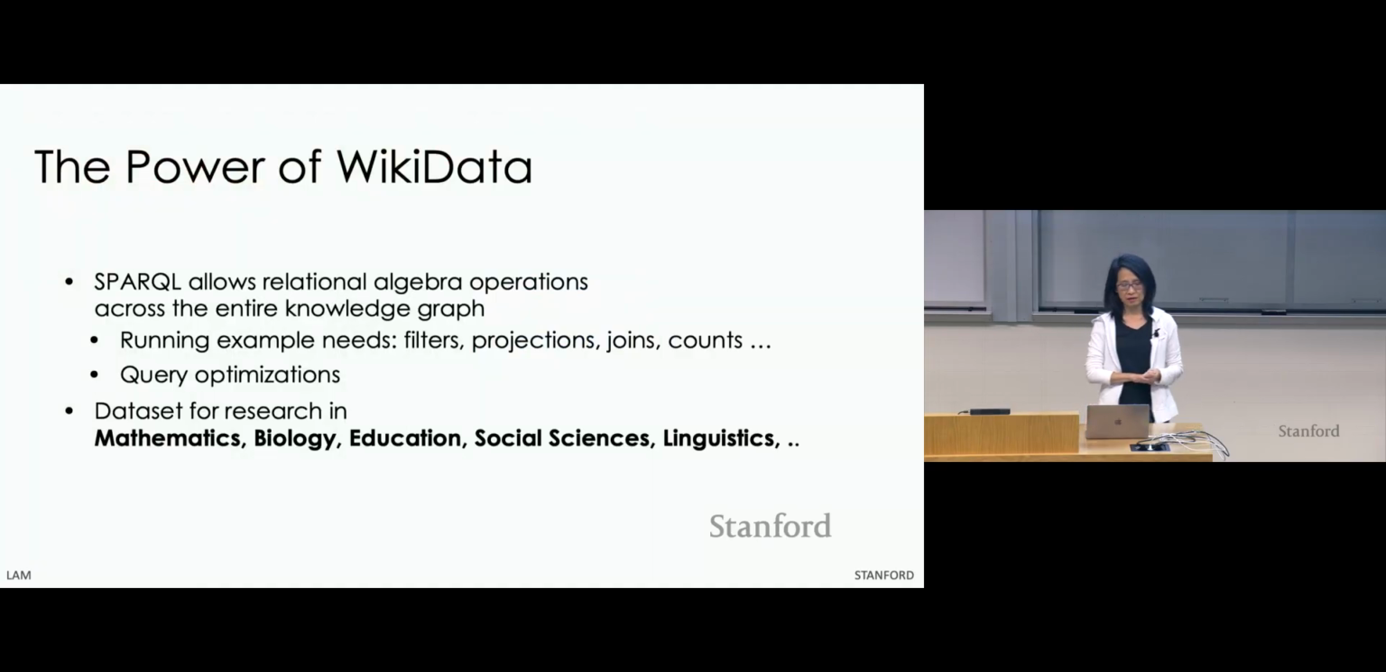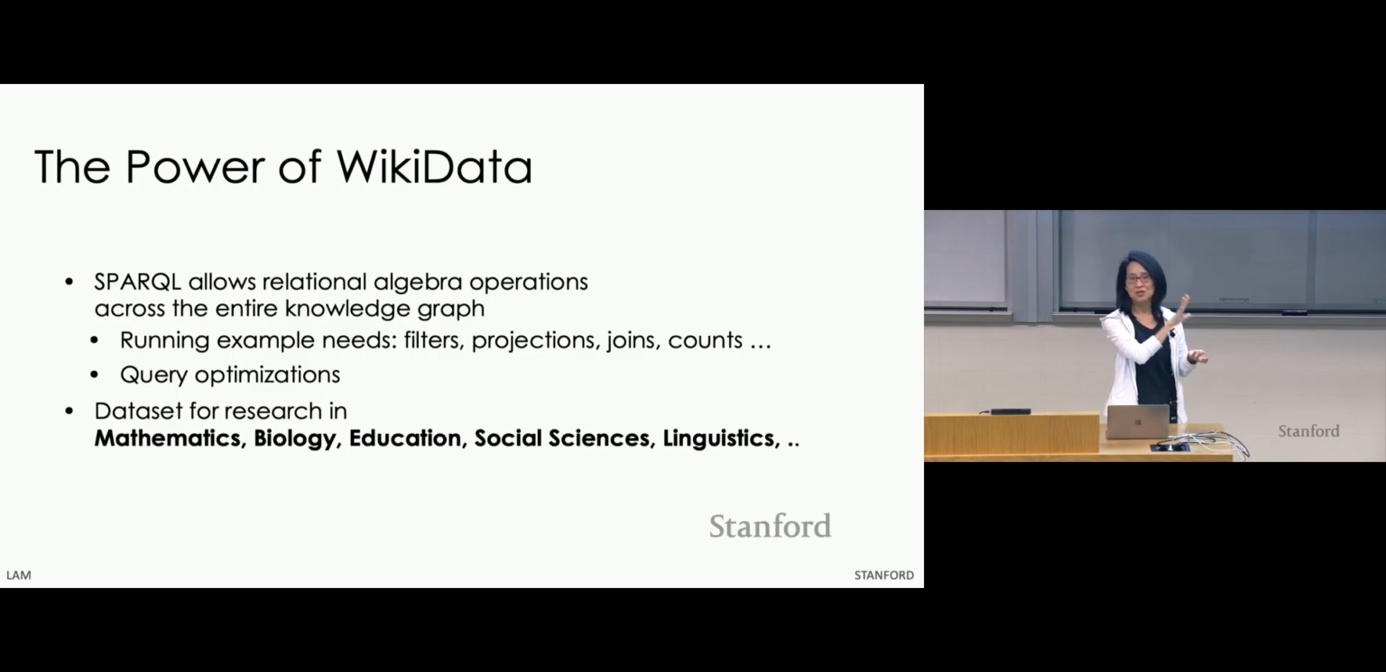So what we are seeing here is the power of Wikidata. Sparkle allows you to have relational algebra operations over knowledge graphs. Okay, so knowledge graphs and database and tables have the same ability to store lots and lots of information. And you can ask about anything that you can ask using SQL in tables, but now you have to write it in Sparkle, okay? So the power is there. And what we've shown in this running example, I'm going to use this example throughout this lecture.